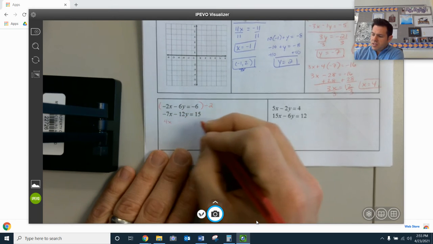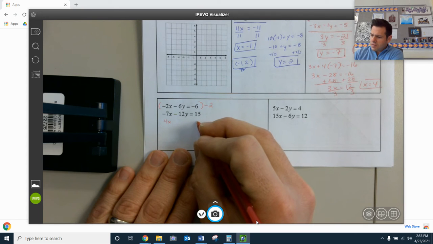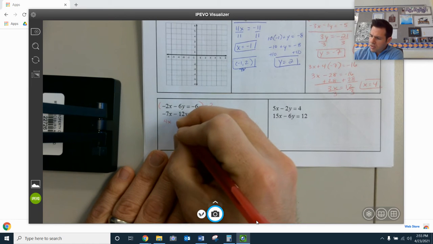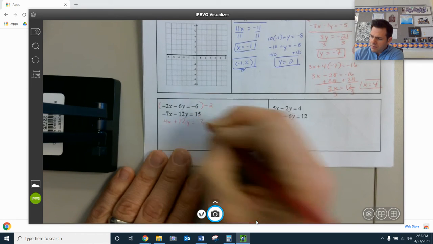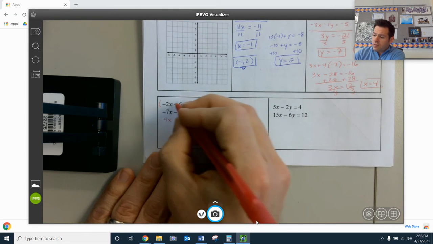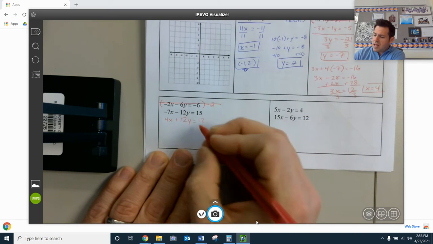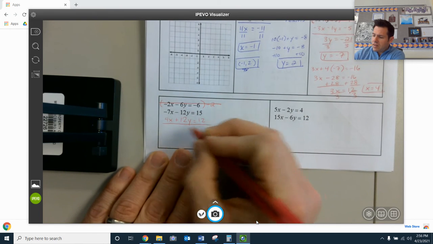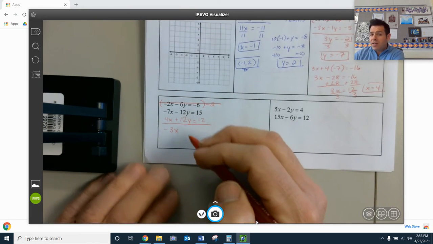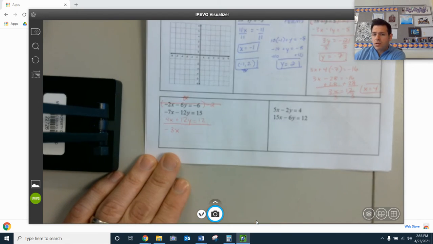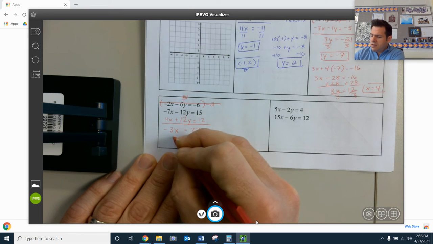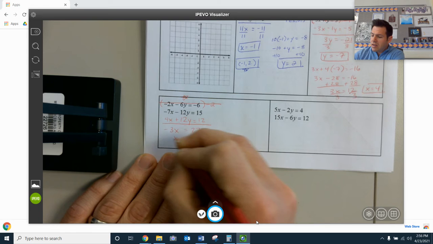Now, it doesn't really do much for us in terms of the x coefficient or the constant, but when I multiply negative 6y times negative 2, that would give me positive 12y, and now I can see that I have opposite coefficients for our y values. I'll scratch that out. I'll add my like terms, negative 3x. Negative 12y plus 12y, that's 0. That's where our elimination would occur. And I have a 15 plus 12 is 27. So I get x is equal to negative 9.